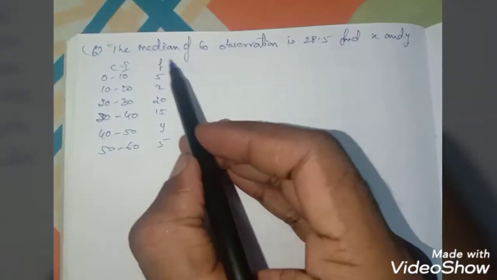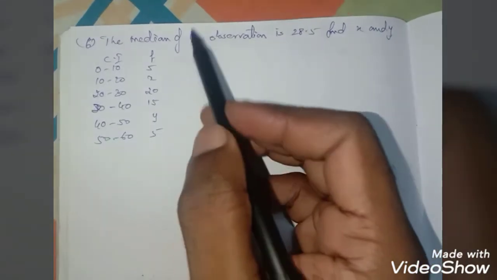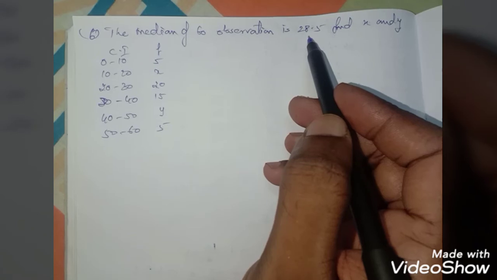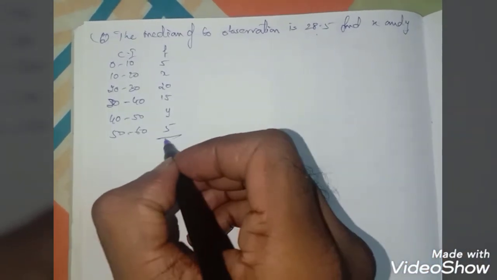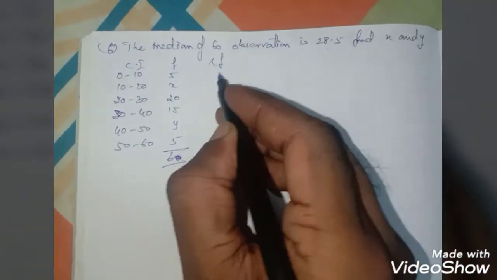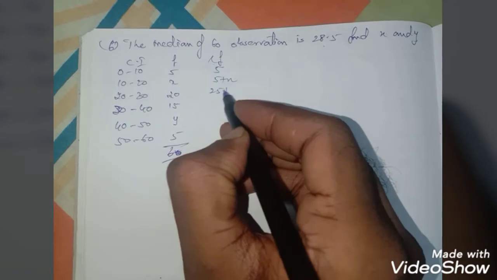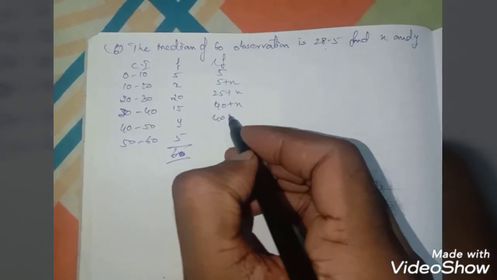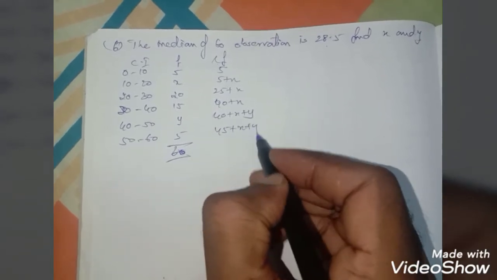Now if I go for the next one, the median of 60 observations is 28.5. Find x and y, same as the previous one. So here also we have to find the values of x and y, where the median is given as 28.5 and the total observation is 60. So total observation 60, I am writing here as it is. Next here CF is nothing but 5 plus x. Next here 25 plus x. Next here 40 plus x. Next here 40 plus x plus y. Next here 45 plus x plus y.